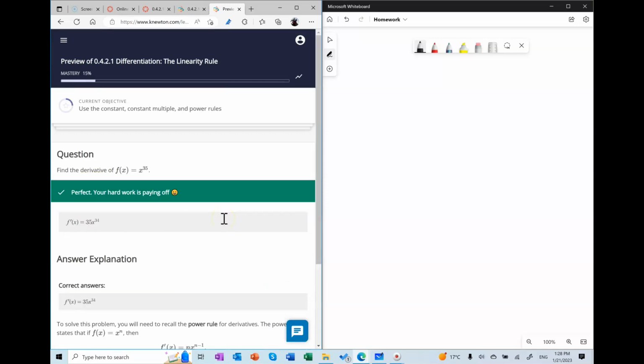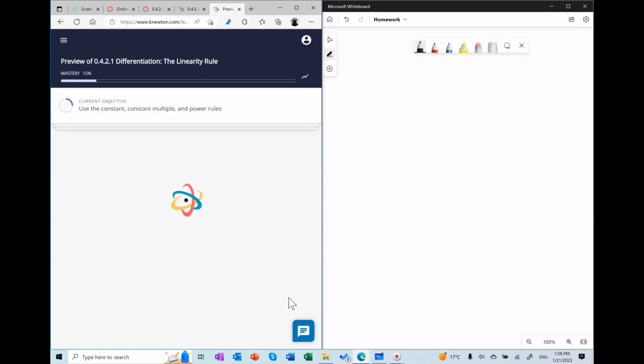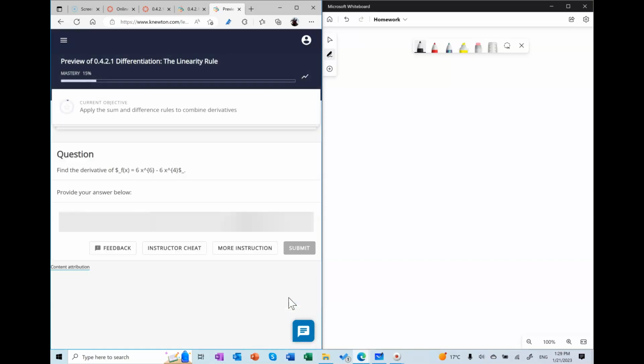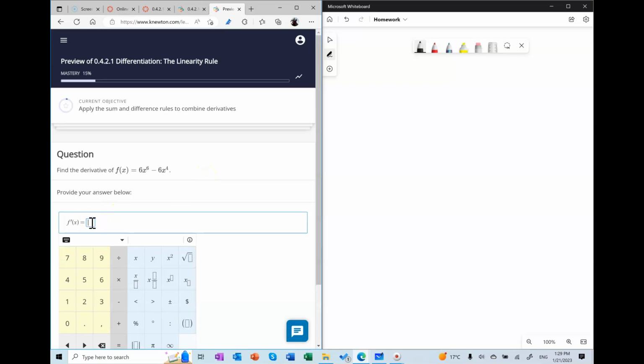So the idea is that using the linearity rule, we can easily differentiate any polynomial function. That's the main idea. So here it's just going to be 36x to the power 5 minus 24x to the power 3.